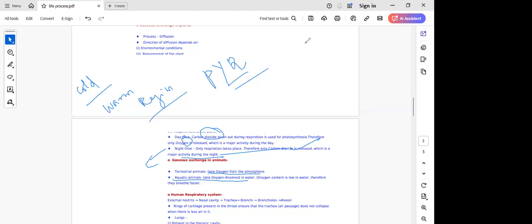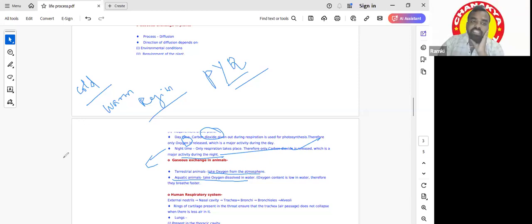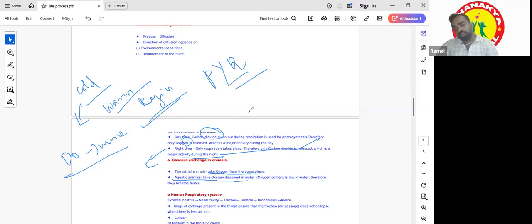Sir, is it because of the oxygen content in the water? Because in cold regions, the dissolved oxygen level is higher compared to warm regions. So that is why aquatic organisms live more in cold regions compared to warm regions. Note it down.